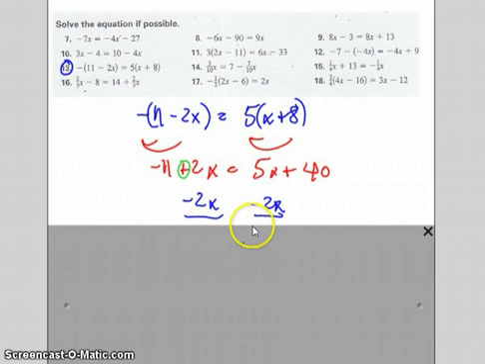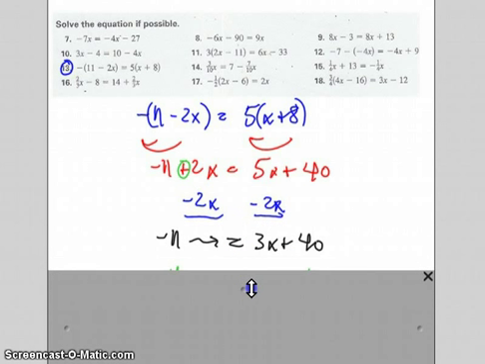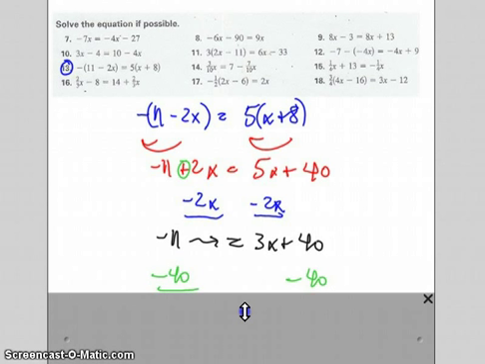And if I subtract 2x from both sides, then I have what I wanted. I've got a positive x here. I've got 3x, still had 40, and still have negative 11. So now it's negative 11 equals 3x plus 40. Well, I want to know what x is. Got to move the 40 over. So I subtract that away from both sides.